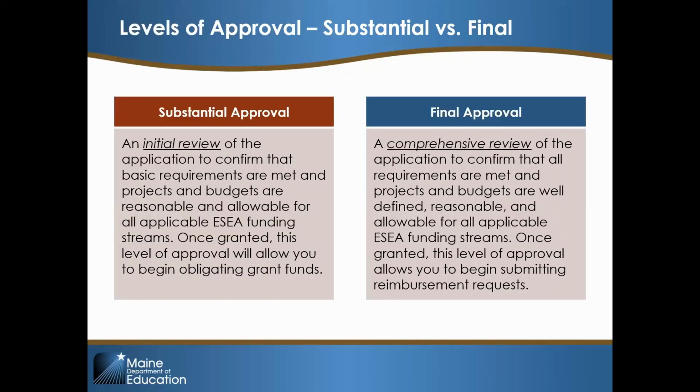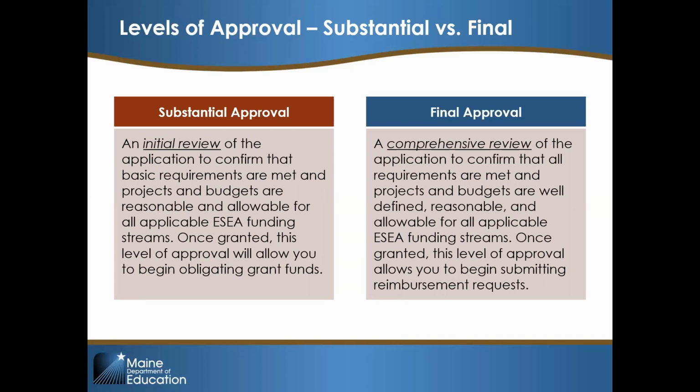There are 2 levels of state approval for each ESEA consolidated application the department receives. The first level of state approval is known as substantial approval and constitutes the time at which a school district can begin to obligate ESEA funds for various expenses. Substantial approval requires an ESEA consolidated application to meet all of the basic grant requirements and that all project budgets include reasonable and allowable expenditures.